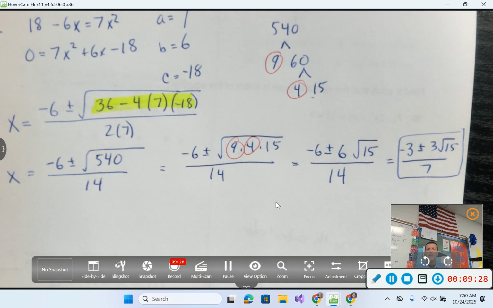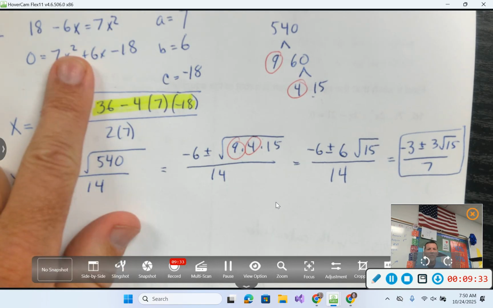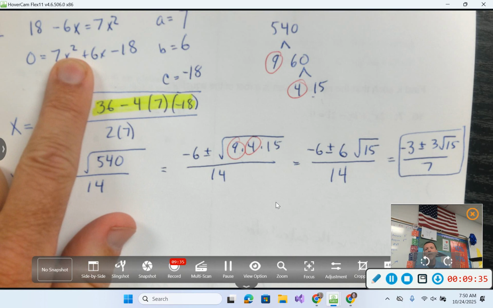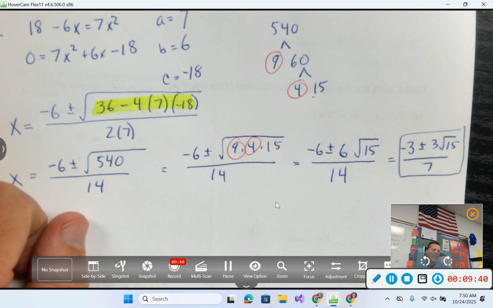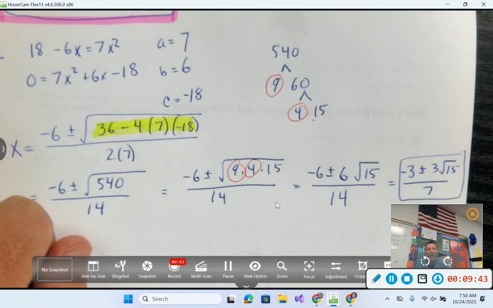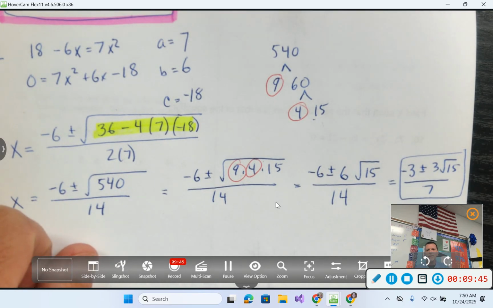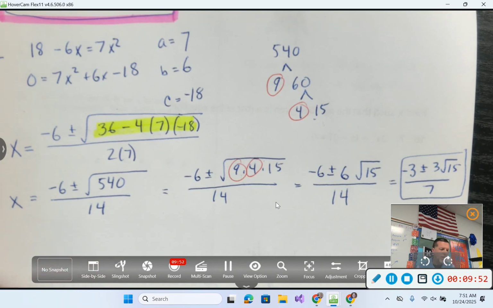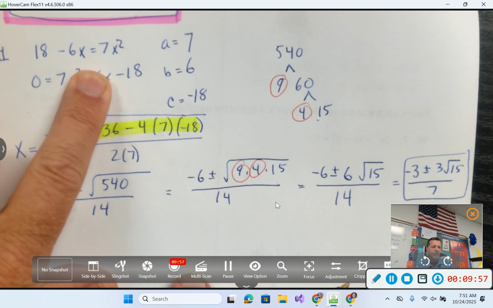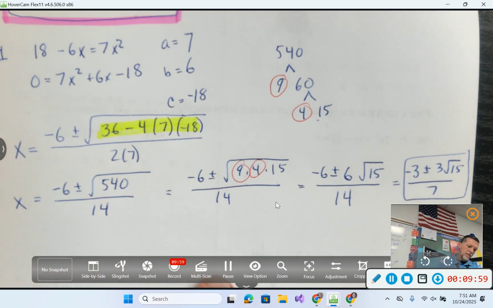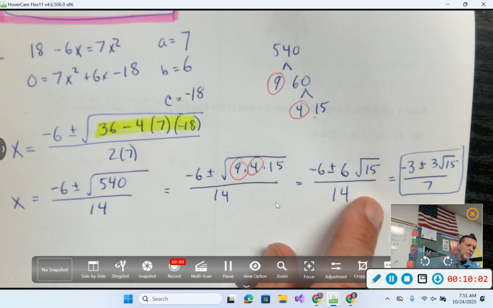How many answers is that? 2, because the plus or the minus. It's an x squared problem, so it should have 2 answers. You could check that. Most people would not, but how would you check it if you wanted to? Plug it back in. It'd be kind of annoying, although you have a calculator, so maybe it wouldn't be terrible. But you would plug it back into the original and see if you got that 18 minus 6x is equal to 7x squared. We'll do some more of those together in a moment.